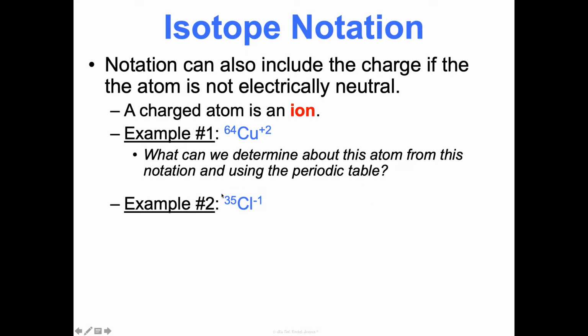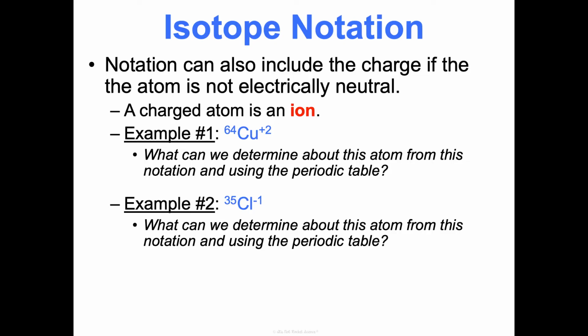Let's look at chlorine. Okay, so Cl is chlorine on the periodic table. We can look up on the periodic table and see that chlorine has an atomic number of 17, so we know it has 17 protons. According to nuclear notation, this number up here tells me the mass number, which is your protons plus neutrons. So if we want to know just the amount of neutrons this atom of chlorine has, we'll do 35 minus 17, and that gives us 18 neutrons.